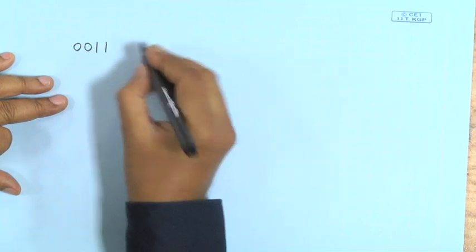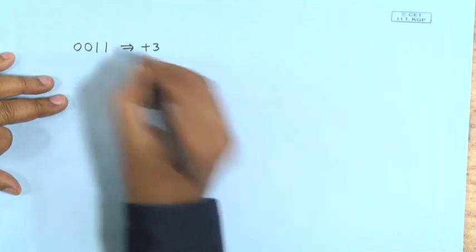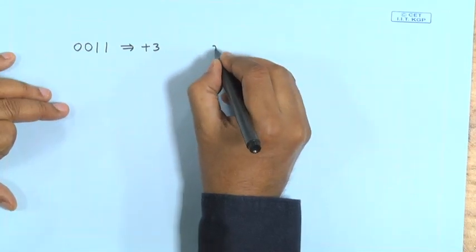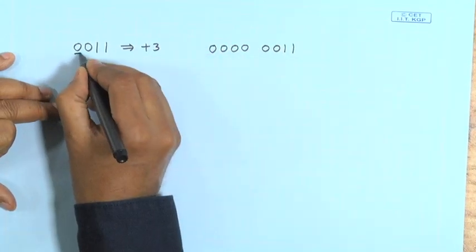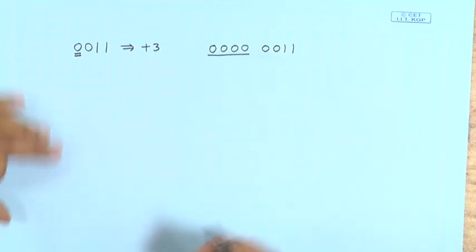Now, you recall earlier it was discussed that any signed number can be sign extended to any number of bits. What is the rule for sign extension for 2's complement numbers? If the number is positive, you can fill the number with as many zeros as you want. If the number is negative, you can fill it with any number of ones you want. For example, 0011 represents plus 3 in 4 bits. Suppose you require to represent it in 8 bits, you simply add 4 zeros in the beginning. That means you are simply extending the sign of the number to these additional bits.